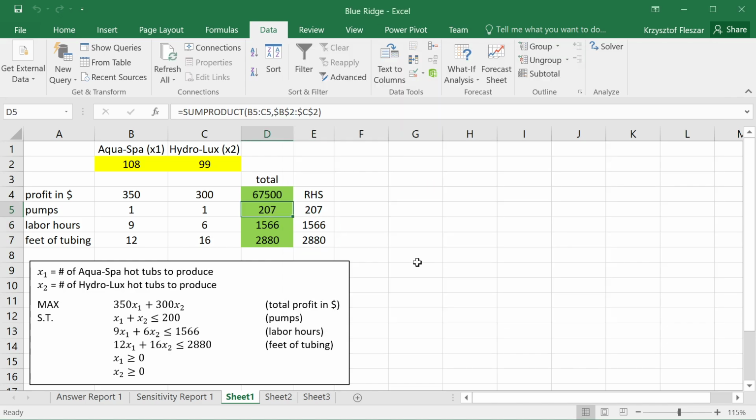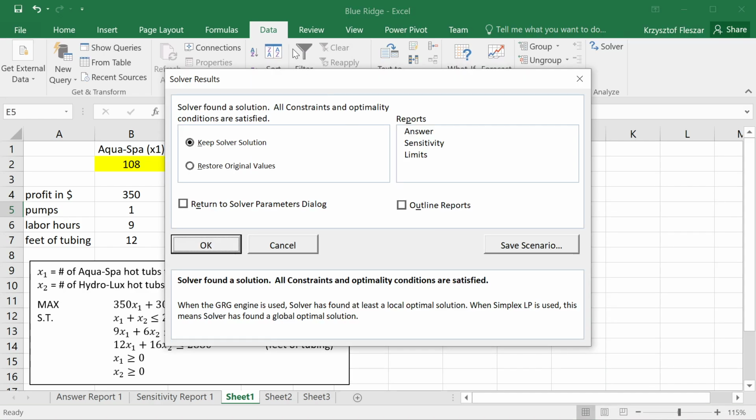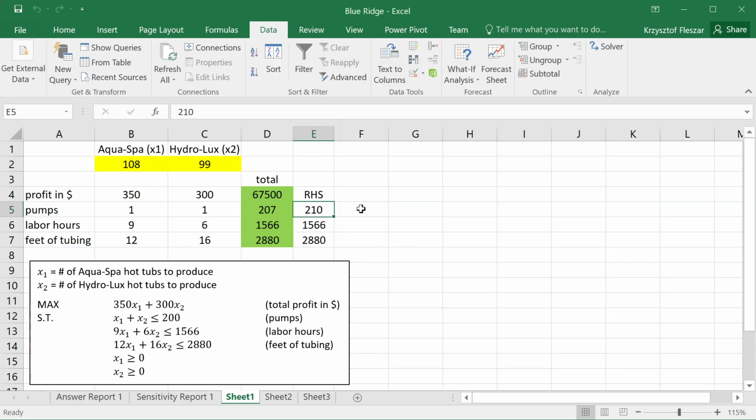But if I increase this right-hand side further, to 210, and solve again, notice what happens. Nothing changed. The optimal solution is still this. So I'm still using only 207 pumps. I'm actually not using 210 pumps.